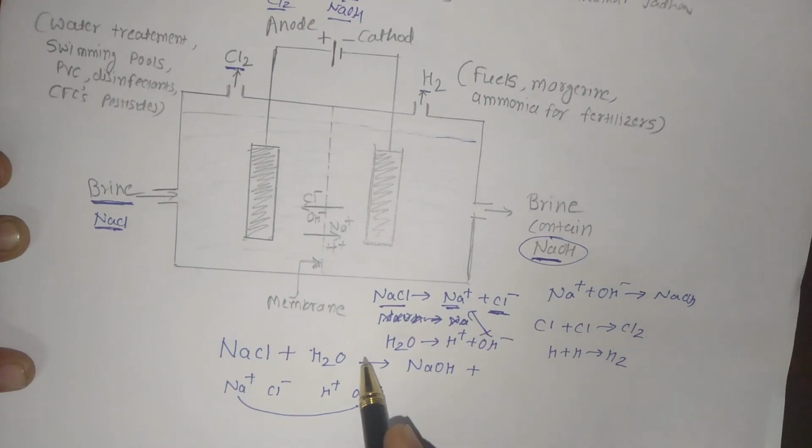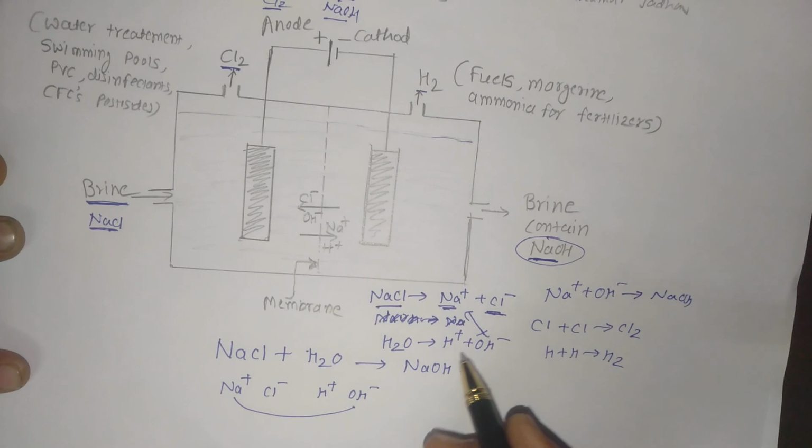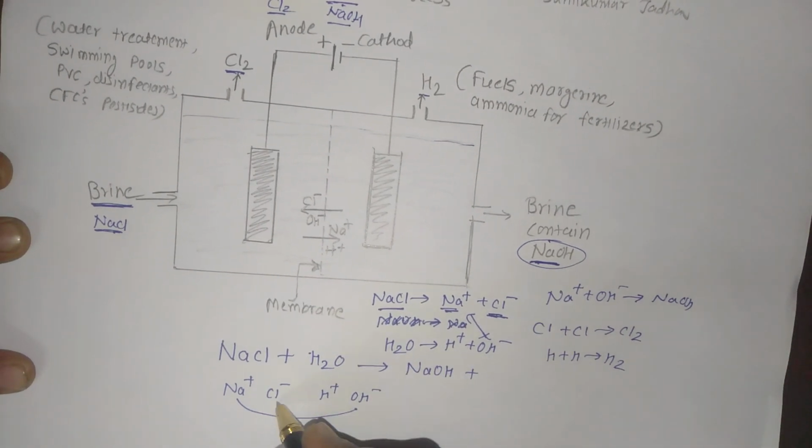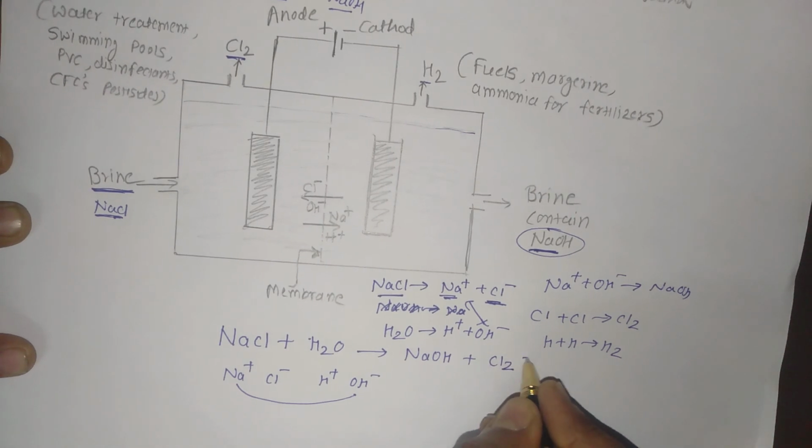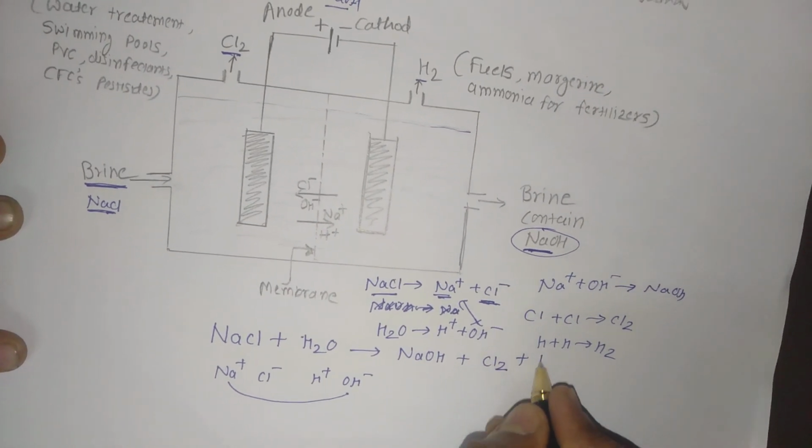So here what would happen? NaCl, that is, Cl plus Cl will combine, as I said, and convert to Cl2, and H plus H will combine to form H2.